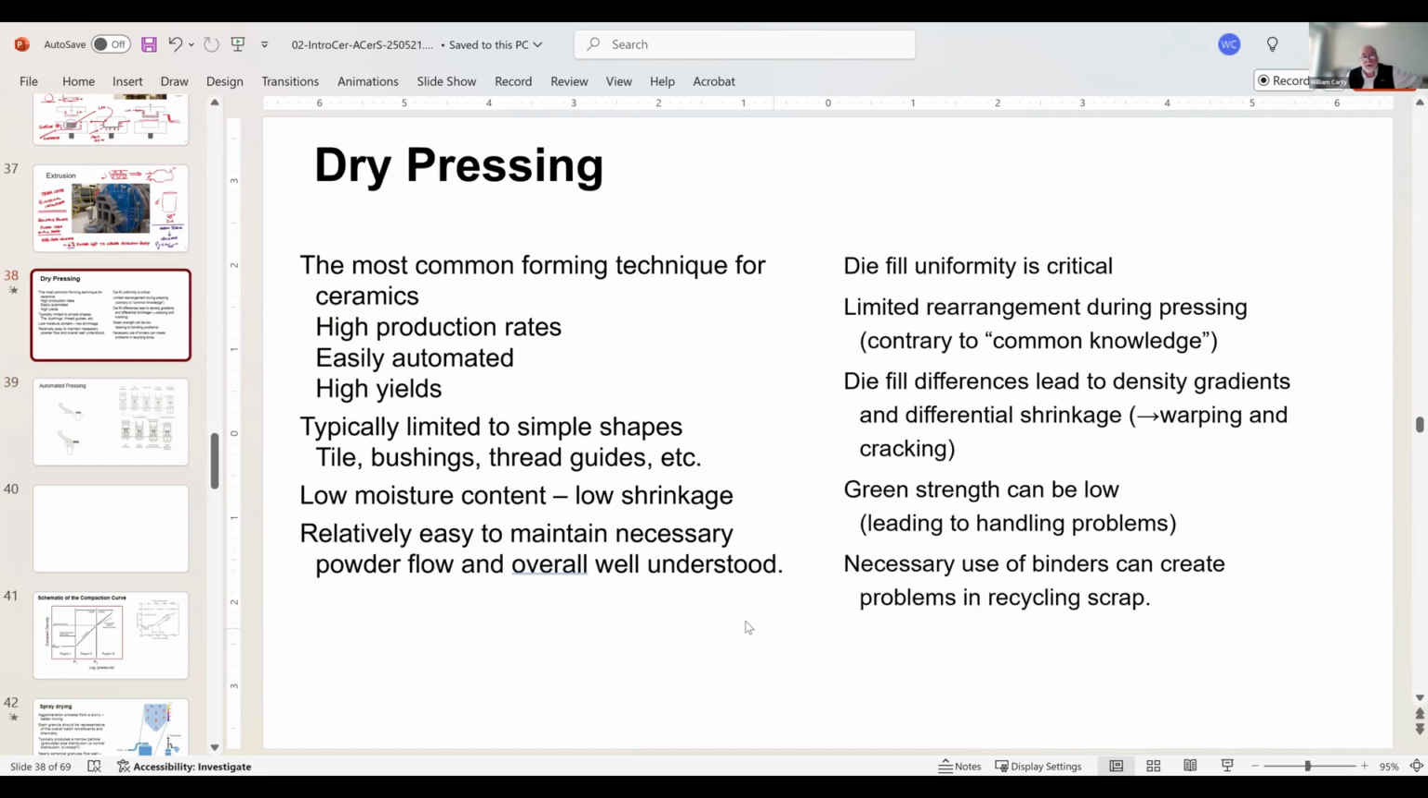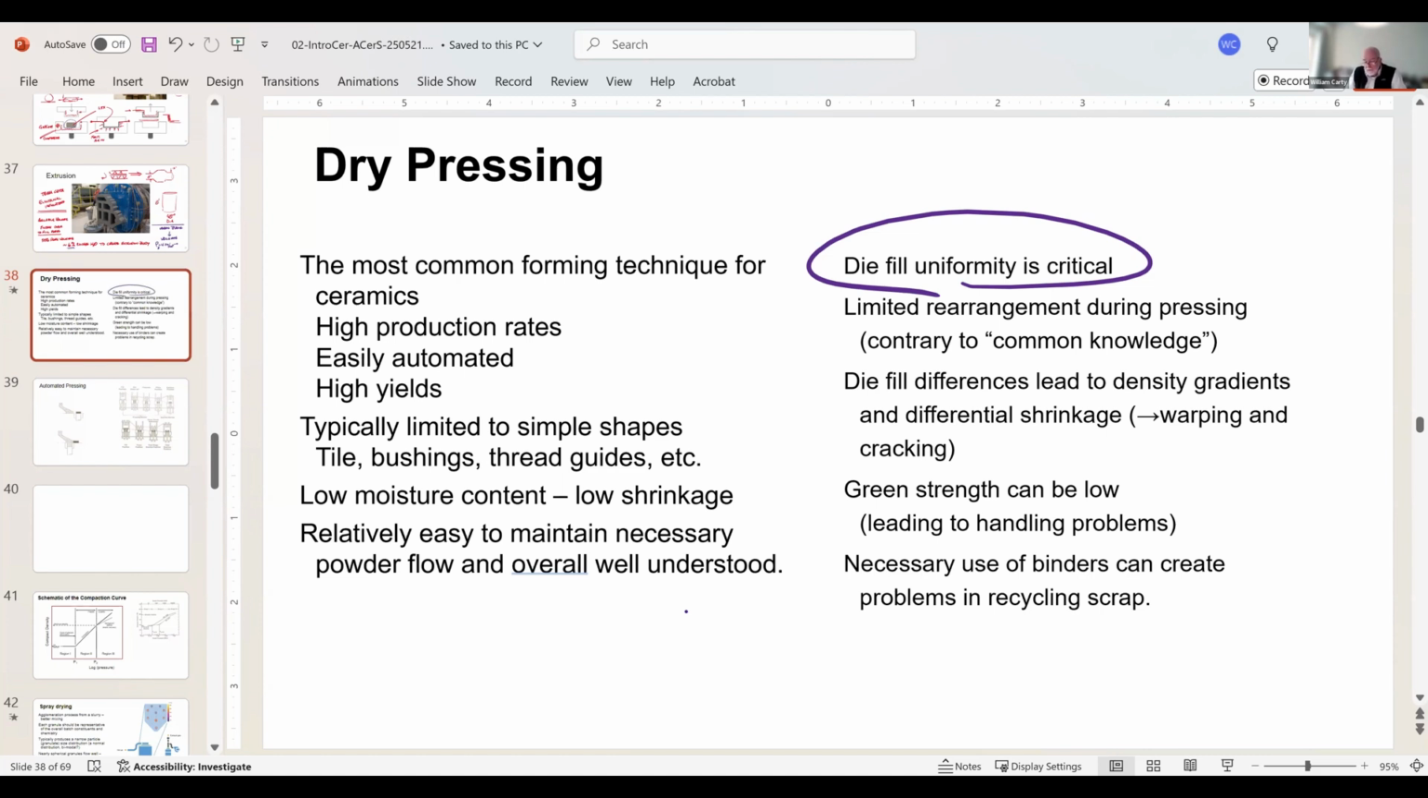All right, let's talk about dry pressing. This is the most common forming technique for ceramics. High production rates, easy to automate, high yields, typically limited to simple shapes: tile, bushings, thread guides, etc. Low moisture content, no shrinkage. Easy to maintain powder flow, and overall it's well understood. But here's the bottom line for dry pressing. Most important thing, die fill is critical.